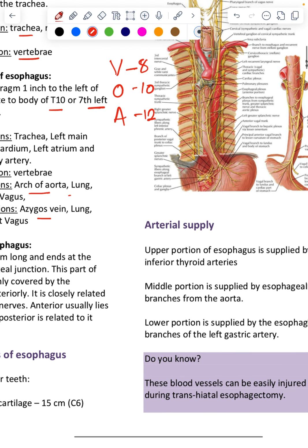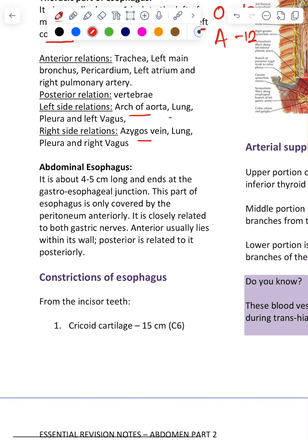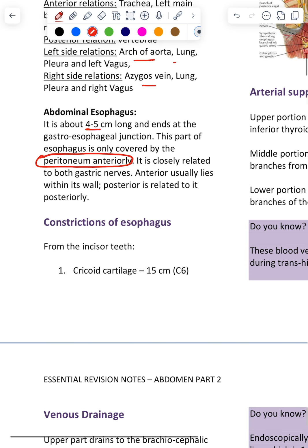Abdominal esophagus is very short. It is this much length. You can see 4 to 5 centimeter is inside the abdomen. This part of esophagus is only covered by peritoneum anteriorly. Peritoneum is present only in the abdominal part. Anteriorly, it is closely related to gastric nerves, anterior usually within this wall, and posterior related posteriorly.